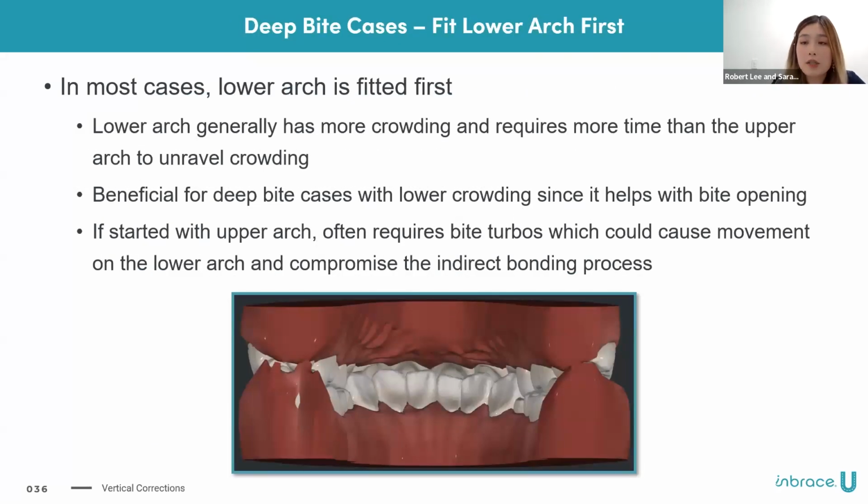For deep bite cases especially, most of the time the lower arch is fitted first. The lower arch generally has more crowding and requires more time than the upper arch to unravel the crowding. So jumping on that first is beneficial. It's also helpful because the lower crowding will help with your bite opening as that crowding unravels. If we had started with the upper arch, this would often require larger bite turbos that could cause movement of the lower arch and compromise your indirect bonding process. Versus if you have the bite slightly opened already by unraveling the lower crowding, then you may not need bite turbos that are as big.